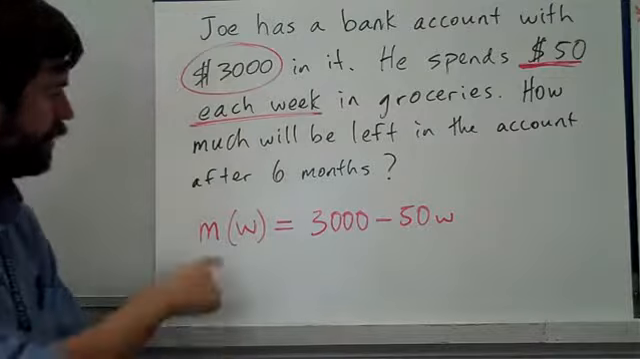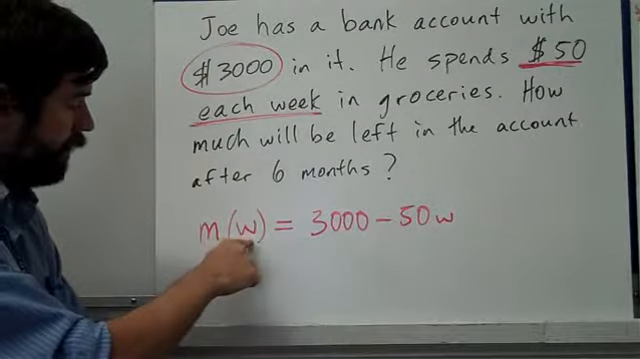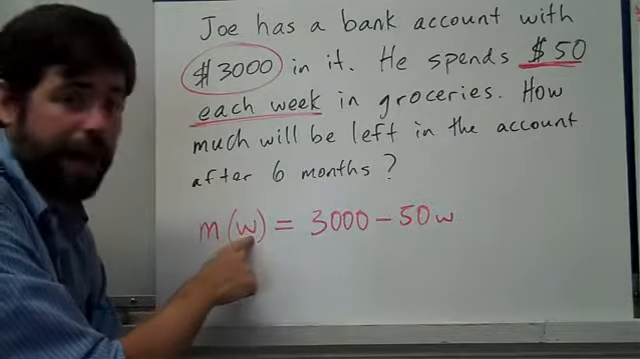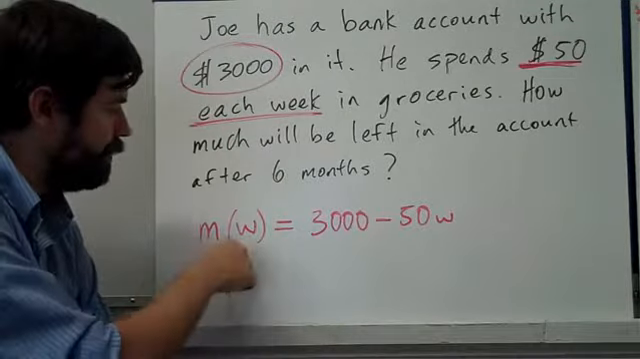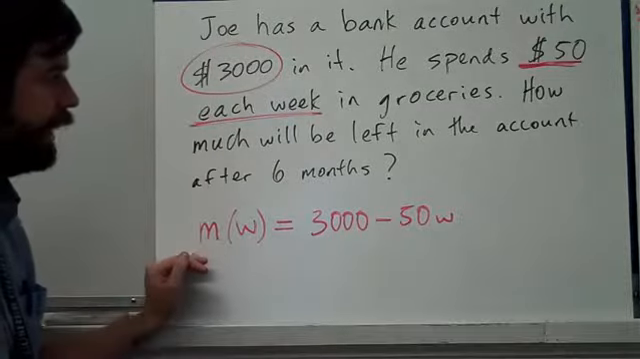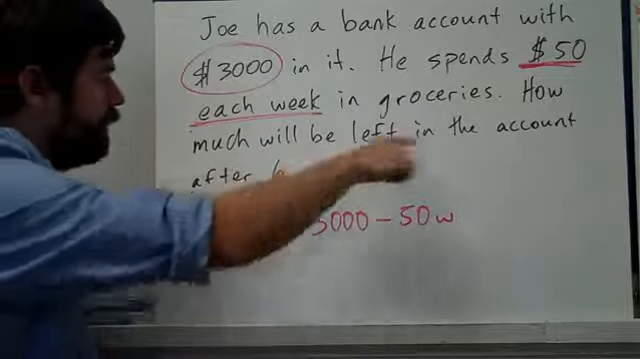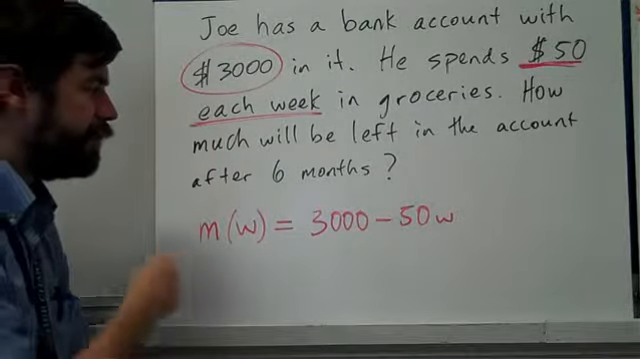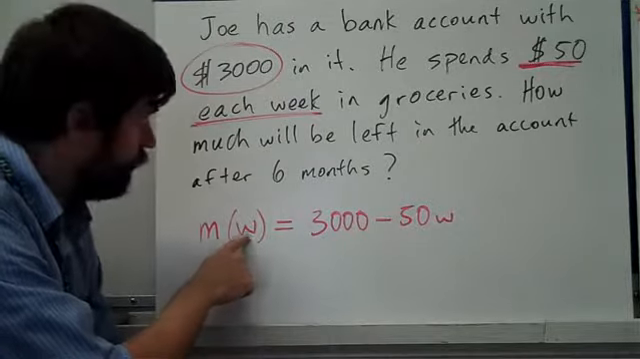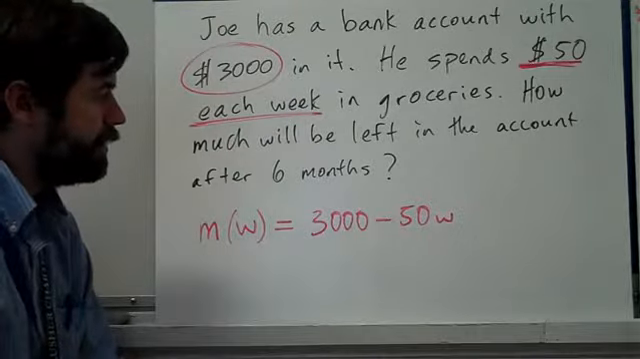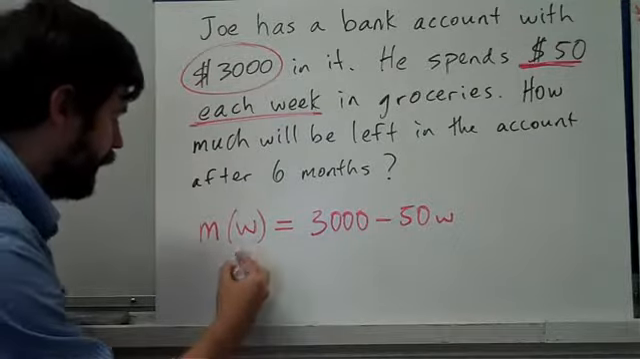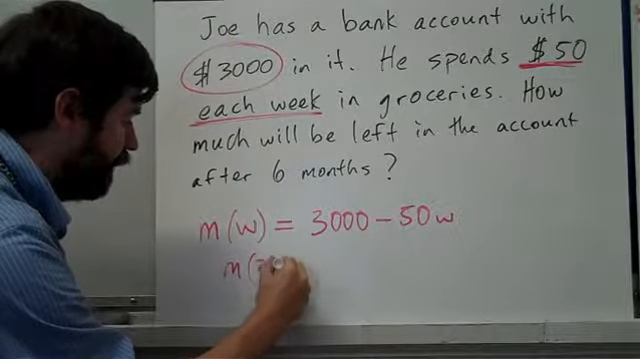Now in terms of the notation over here, the reason why I'm using M of W is because I'm saying the money he has left, M for money, after however many weeks. So that's why W. So M of W equals 3,000 minus 50W. Now notice we haven't actually answered the question yet. So how much will be left in the account after 6 months? Well, first we'd have to figure out how many weeks that is, because we're plugging in W, not M. We're plugging in weeks. So 6 months times 4 weeks per month would be 24 weeks. So we're finding M of 24.